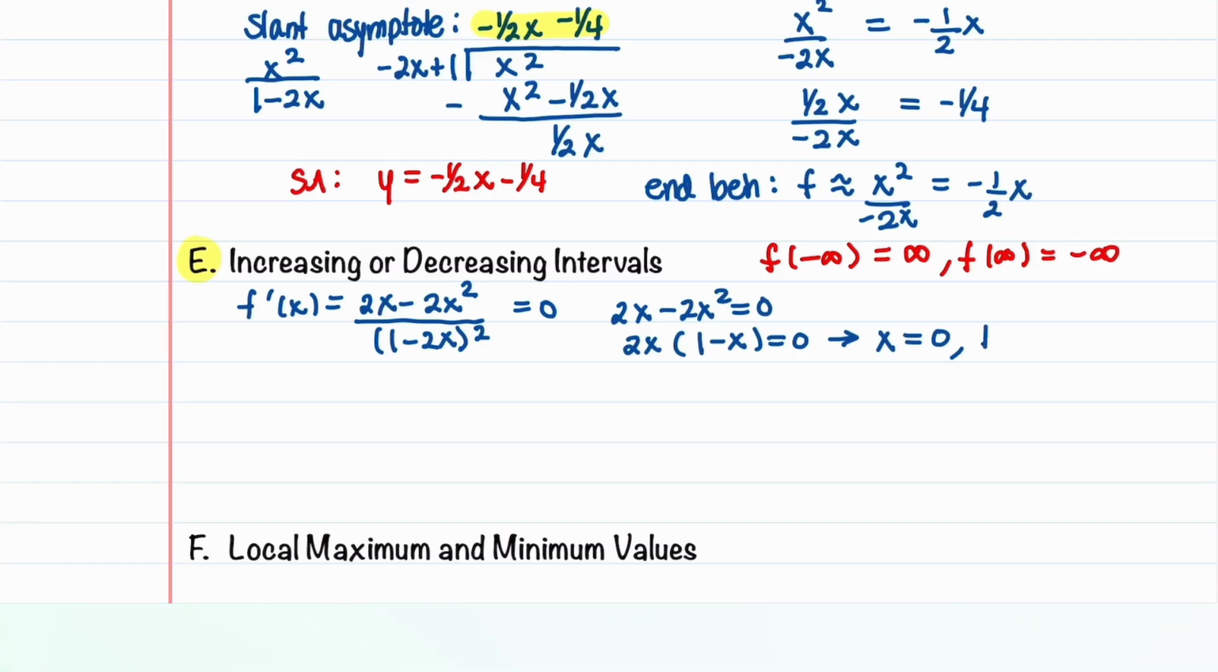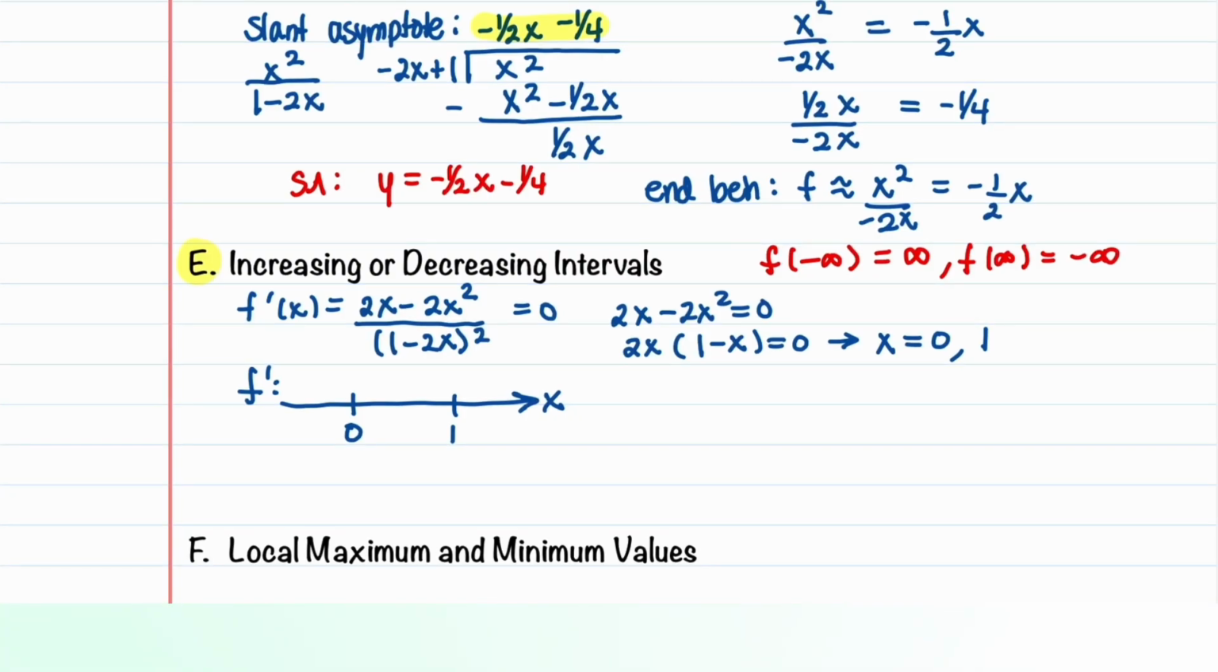We can then go ahead and draw a number line and put these points on it. We have 0 and 1, and we are going to be looking at f prime. We just need to know if f prime is positive or negative. Notice that the denominator of f prime is positive, so we don't really have to worry about that. We just have to look at the numerator.